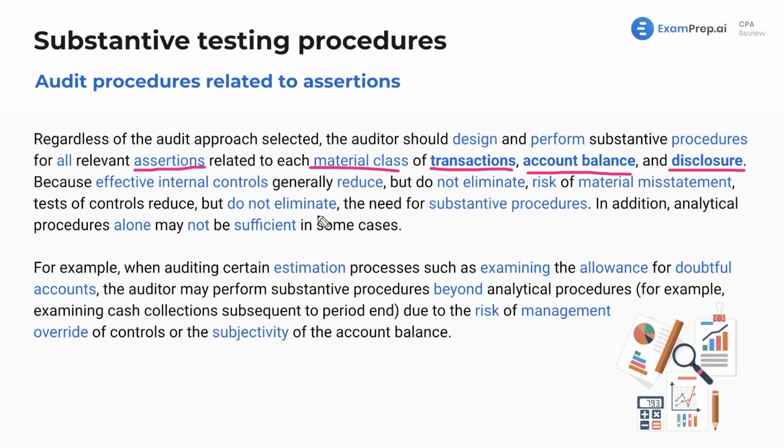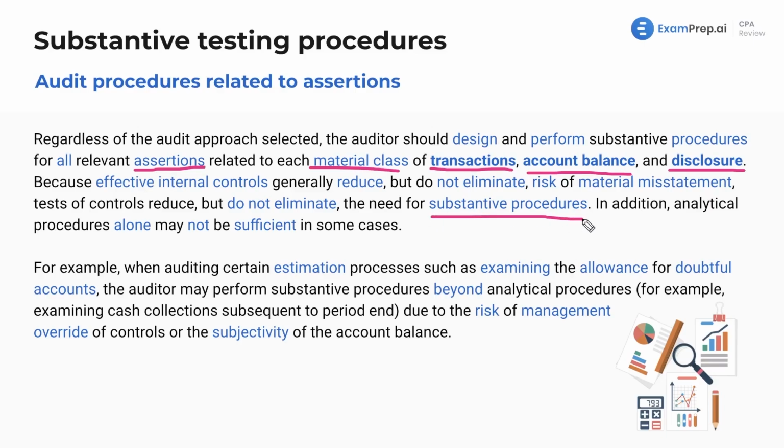Test controls reduce but do not eliminate the need for substantive procedures. Effective internal controls, they're great. You should have them, right? They're mitigating. Nothing can eliminate risk overall. Solid tests of controls will never eliminate the need for substantive procedures.